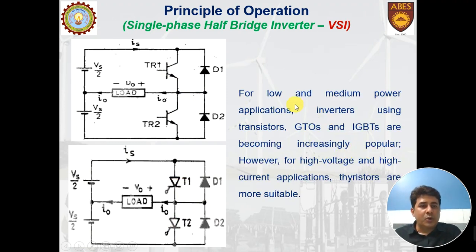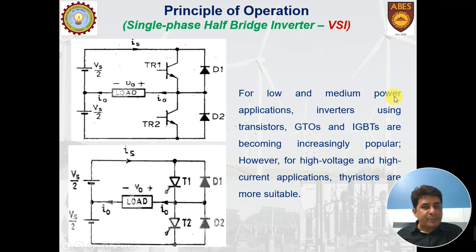In general, for low and medium power applications, in place of these thyristors, the inverters generally use GTOs and IGBTs. If it is a low and medium power application, you will find that in place of these devices, you are using an IGBT. For low power, like the inverters that we are using in our homes, because those inverters are rated at 1 kVA or 2 kVA, maximum up to 5 kVA, those are using MOSFETs.